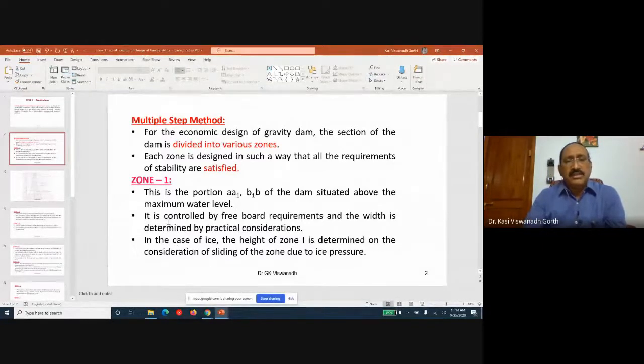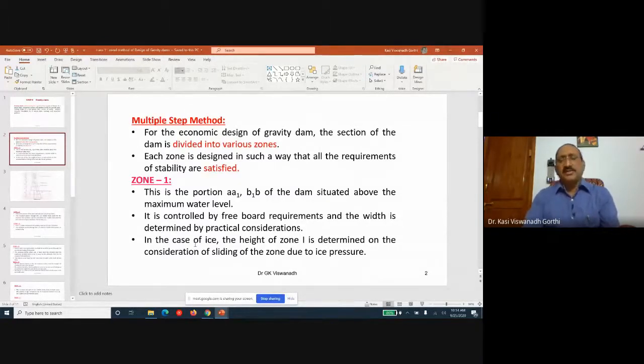So, it is controlled by the freeboard requirement, and the width is determined by practical consideration. In case of ice, the height of zone 1 is determined on the consideration of sliding of the zone due to the ice pressure also. In Indian conditions anyway, we would not be considering the ice pressure.